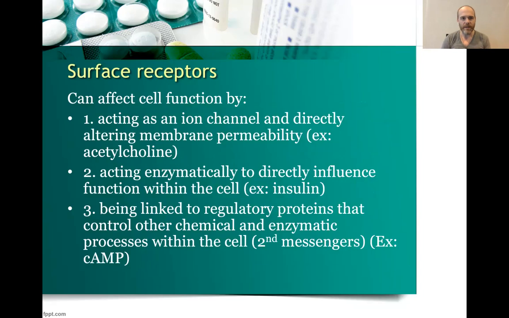So surface receptors can act to open ion channels and alter cell membrane permeability. They can act enzymatically, and they can link up with other proteins to cause other processes within the cell. And then they're like messenger chemicals.